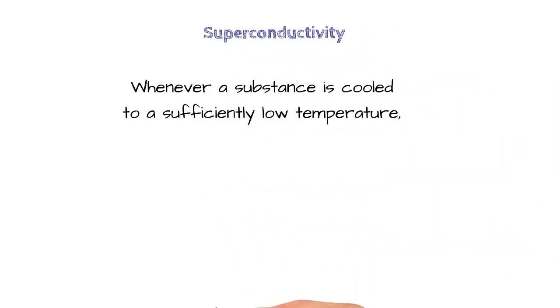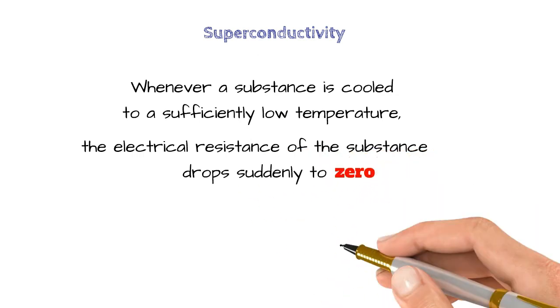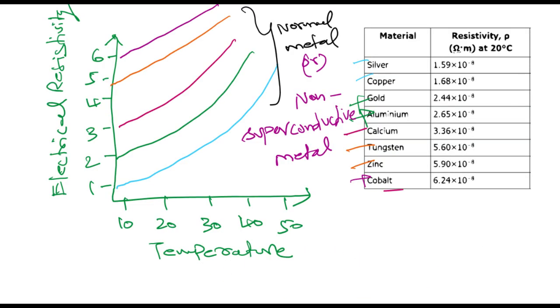The concept of superconductivity. When a substance is cooled to a sufficiently low temperature, the electrical resistance of the substance drops suddenly to zero. This phenomenon is called superconductivity. Why do materials have different resistivity?